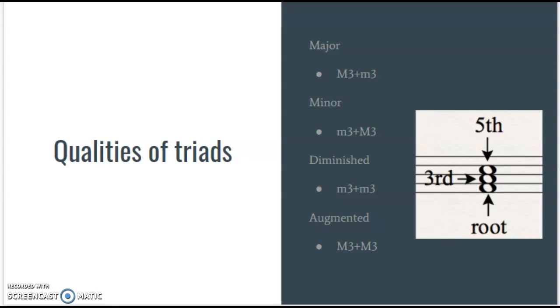So the first type of triads we're going to look at today are all going to be in root position. So root position means that the root of the chord is the lowest note, okay? When you're looking at a triad like this in root position, the root is on the bottom, and then the third and the fifth are stacked on top of that. So another way to talk about this is calling this stacked thirds. So today we're going to start by looking at stacked thirds of triads.